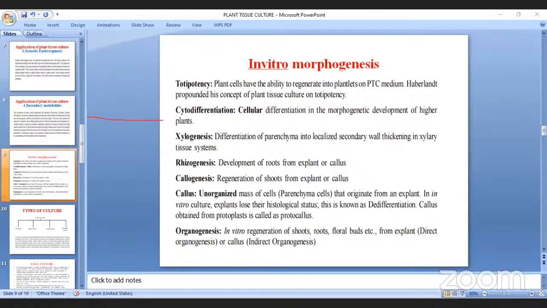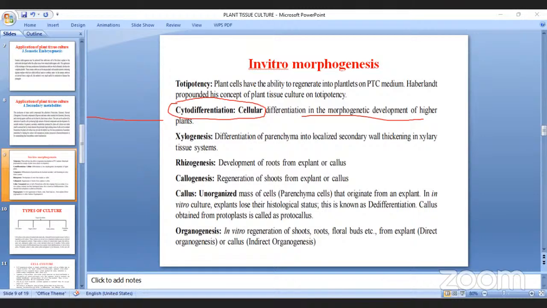Cytodifferentiation means cellular differentiation to morphogenetic development of higher plants. That is called cytodifferentiation, that means cellular differentiation.